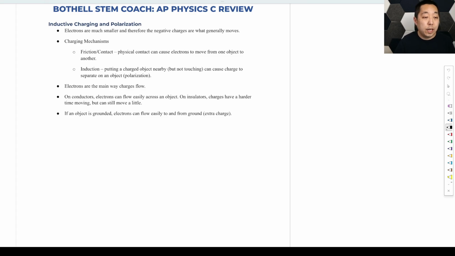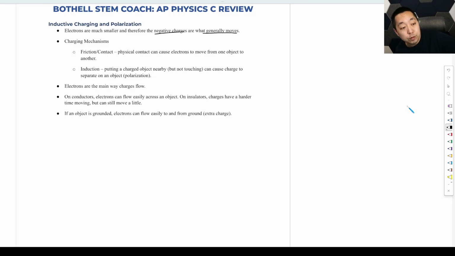All right, so now we're going to look at various charges and conductors and capacitors here. In general, electrons are much smaller than protons, if you learned that in your chemistry class. And so negative charges are generally what moves. Might be strange, but that is what happens. So what we want to talk about is how charges move.